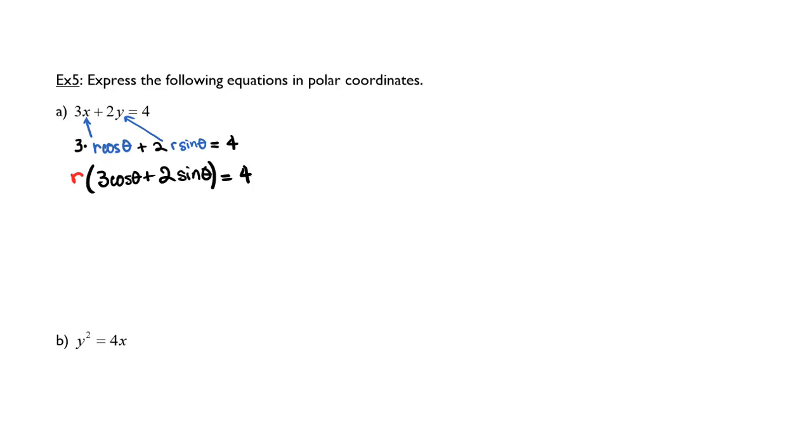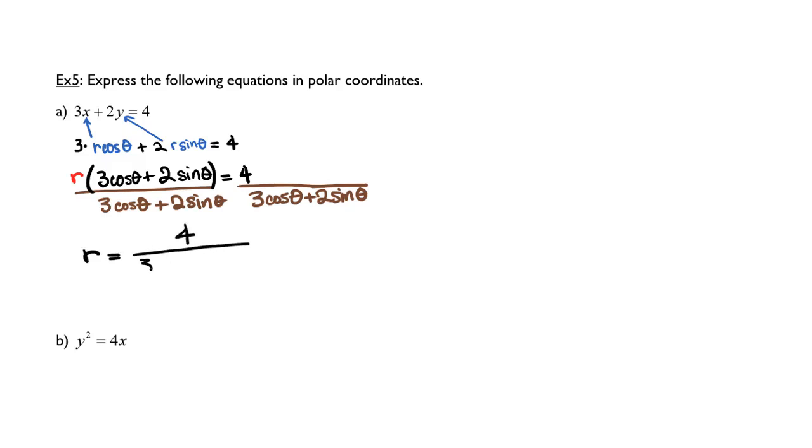And then if I want to find or isolate r, I will divide both sides of my equation by 3 cosine of theta plus 2 sine of theta. This gives me r is equal to 4 divided by the quantity 3 cosine of theta plus 2 sine of theta.